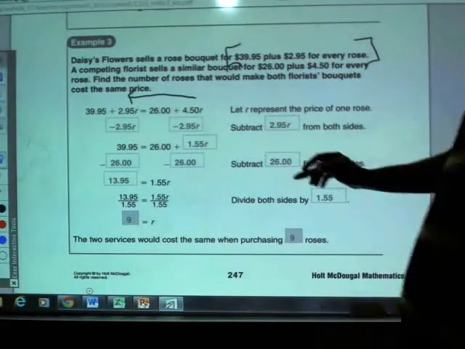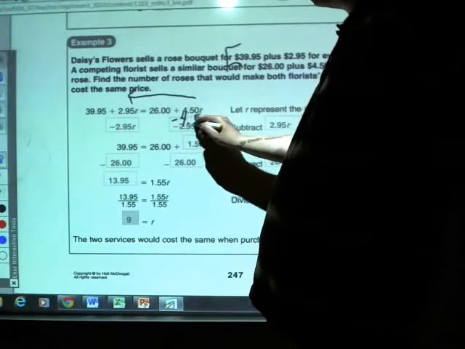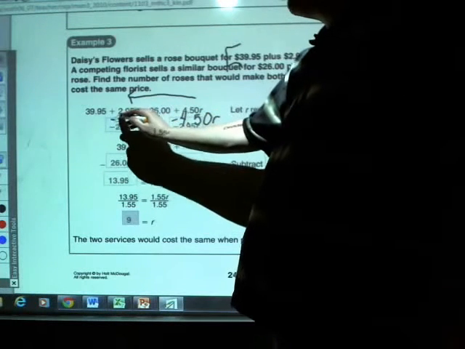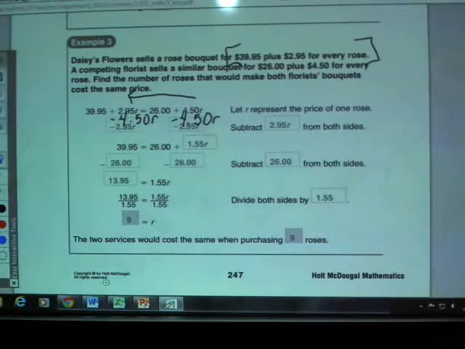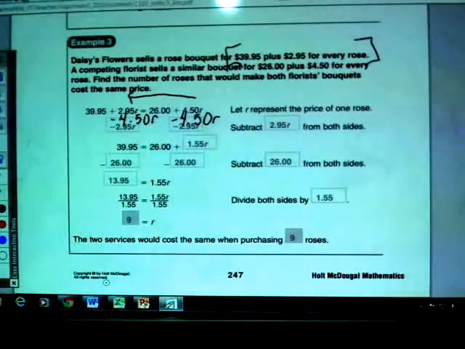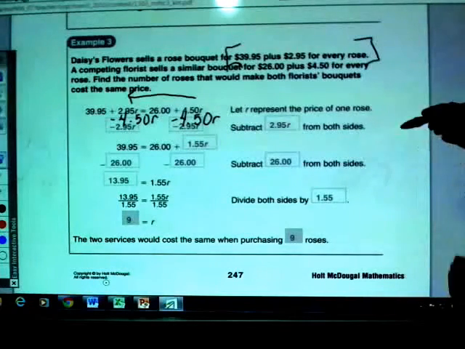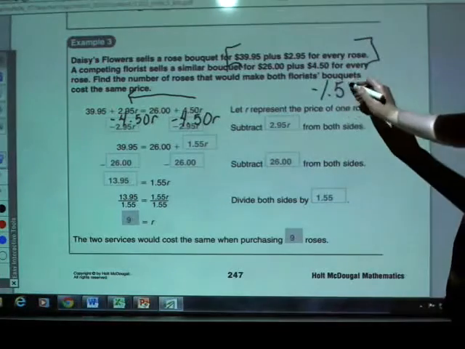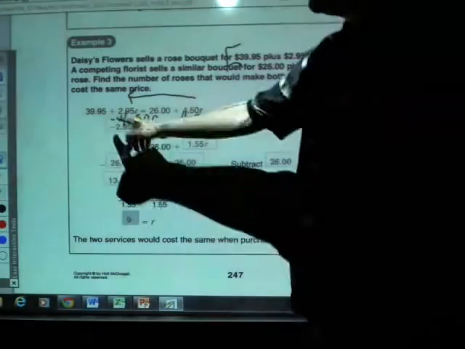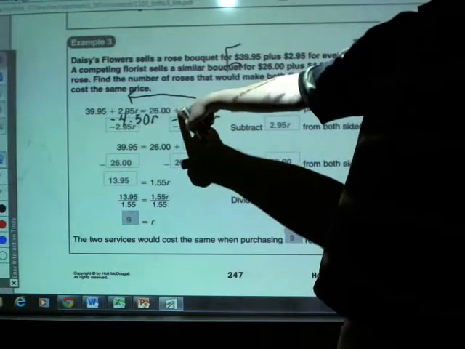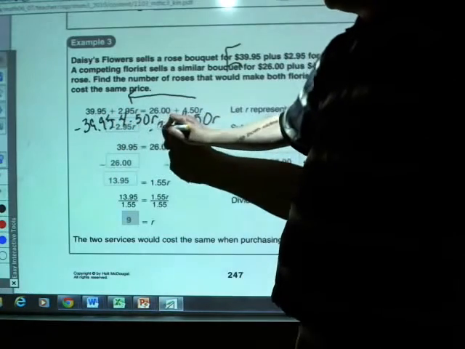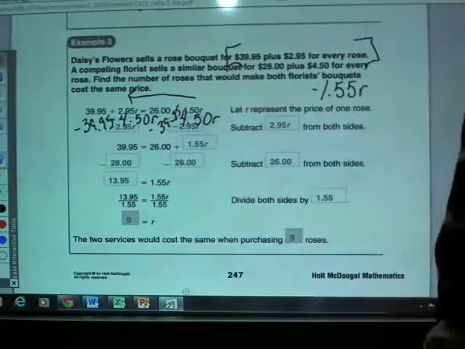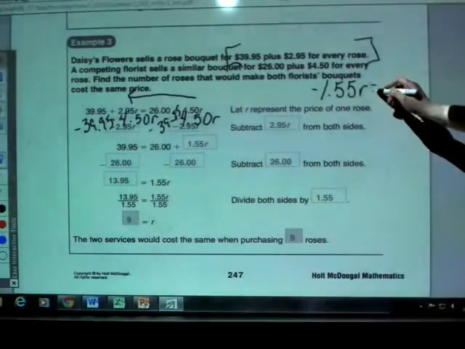So I would be prone to subtract 4.50R from both sides here. And when I do that, the 2.95R minus the 4.50R is going to change into negative 1.55R. And then as far as the numbers, they're going to go to the right. So I'm going to send $39.95 over to where 26 is right now. And again, I'm doing the opposite to move it to the opposite side of the equal sign. So I'm subtracting. So I've got minus $39.95 there. That's going to end up giving me negative $13.95.